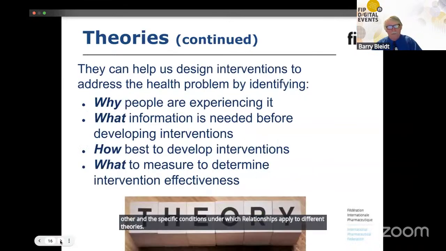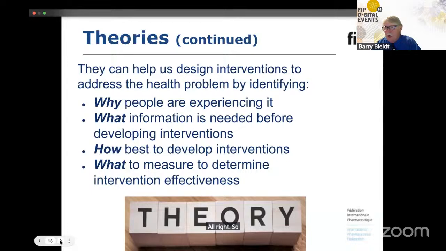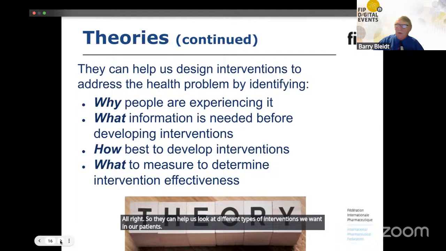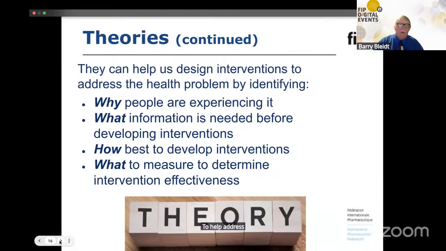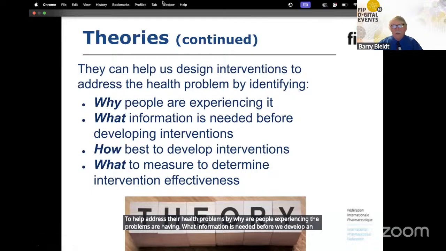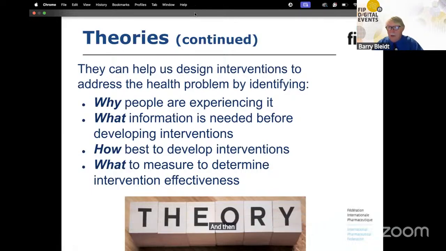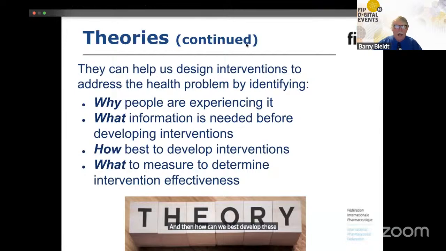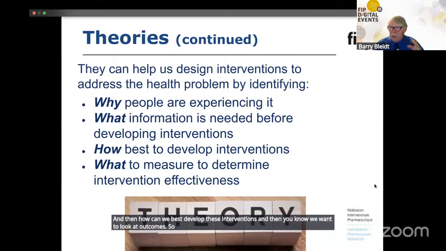All right. So they can help us look at different types of interventions we want for our patients to help address their health problems. Why are people experiencing the problems they're having? What information is needed before we develop an intervention for our patient? And then how can we best develop these interventions? And then, we want to look at outcomes. So how do we measure the intervention effectiveness? Okay. Next slide.